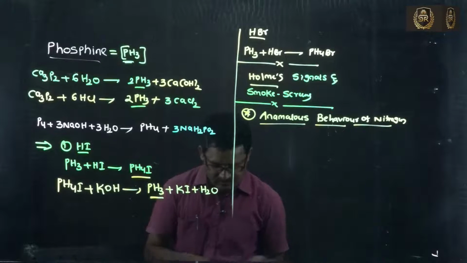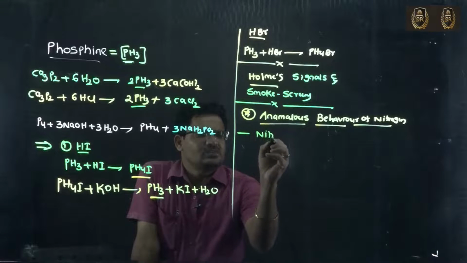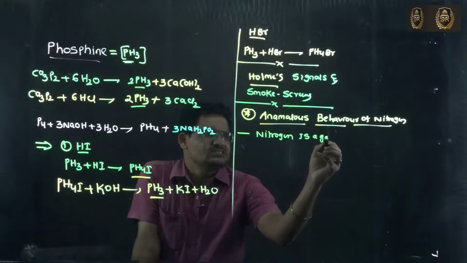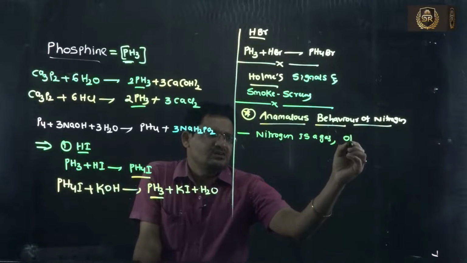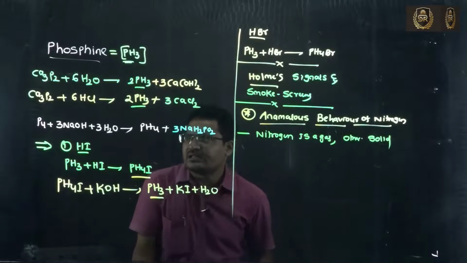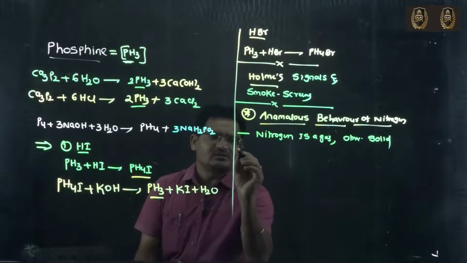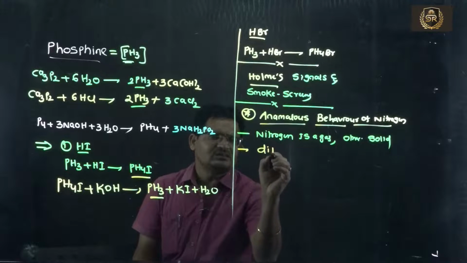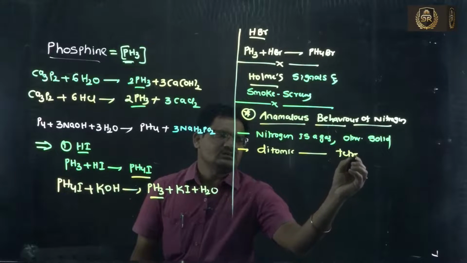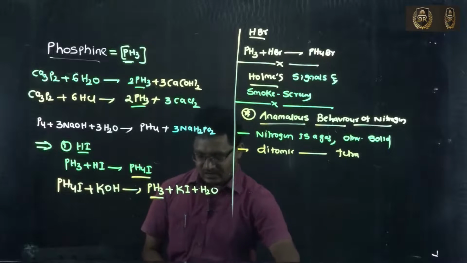Nitrogen is a gas while other elements are solids at room temperature. Next, nitrogen is diatomic while other elements are tetraatomic.